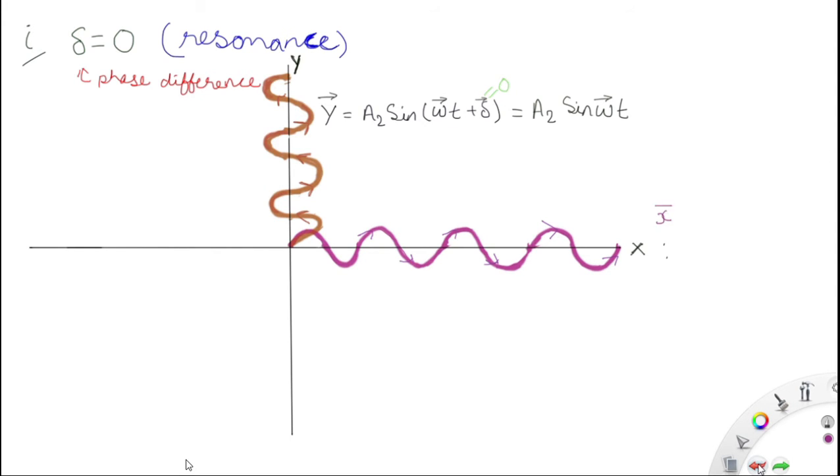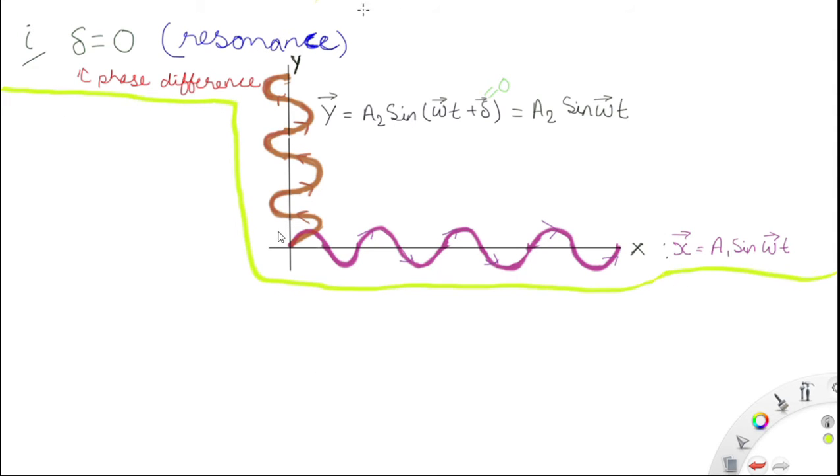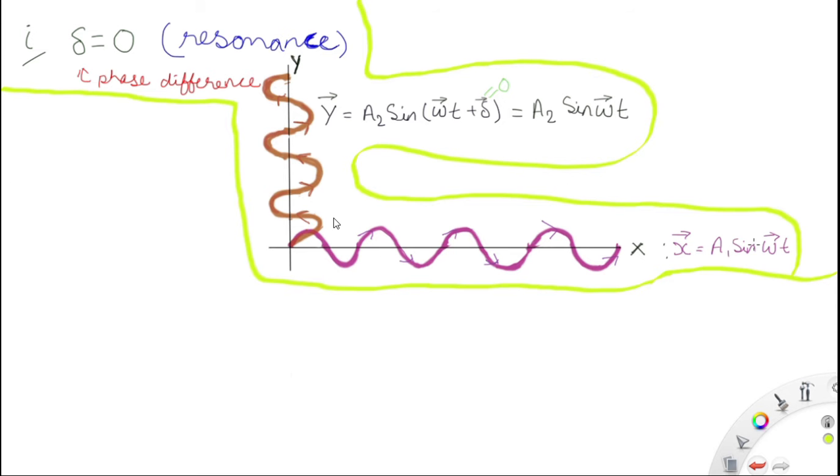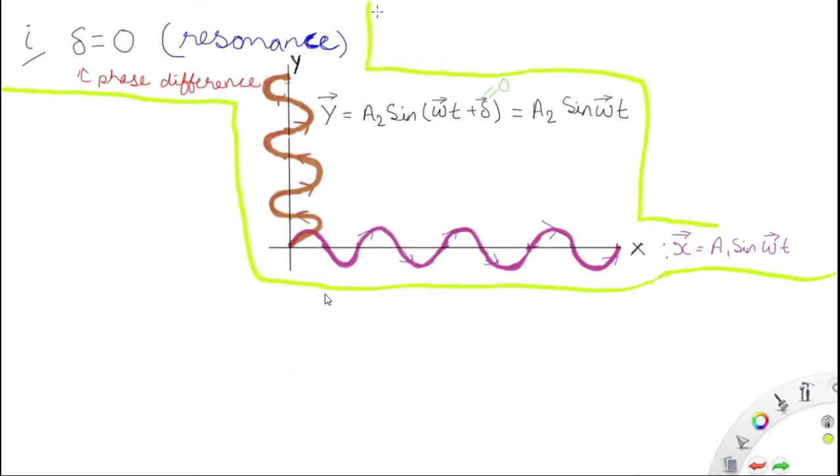These are the displacements, these are the sine curves: a sine curve in the y direction and a sine curve in the x direction. Phase difference equal to 0 means both start from the origin at the same time and move in the same direction. This one is moving in the positive direction, and this one is also moving in the positive direction.